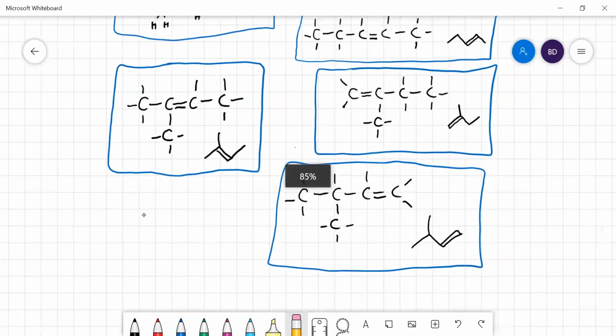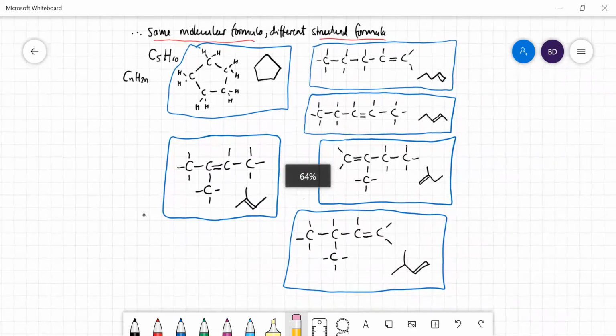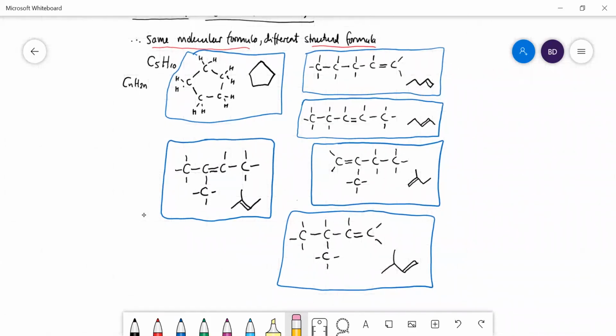Let's have a look at those together. Right. So they've got the same molecular formula but different structural formulae. Now, what we need to do now is think about subdividing them into different kinds of isomers. We can subdivide them, okay? We could say, are they functional group isomers?